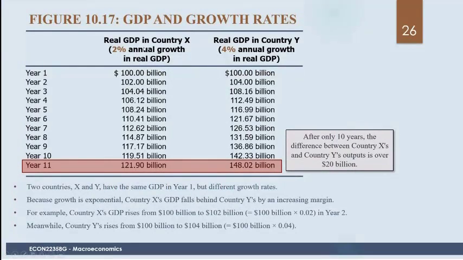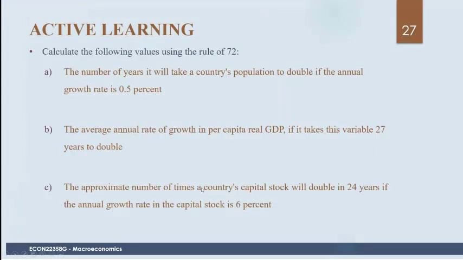If this economy is growing at 2%, and this one is growing at 4%, in only 11 years there's a big difference between the real GDP, right? If we did this for real GDP per capita, we would find a similar thing. And of course, if we looked at how long it would take this to double and that to double, there would be quite a bit of a difference.